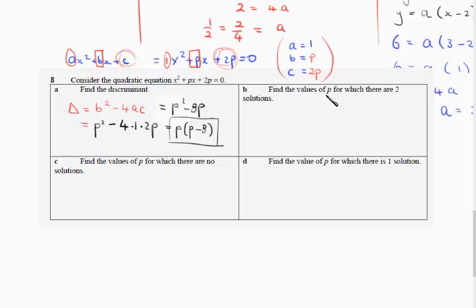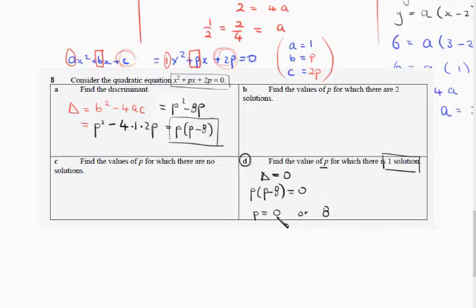Okay, so find the values of p. We're going to try d first. Find the value of p for which this quadratic equation has just one solution, or one root, or one x-intercept. That means the discriminant has to be greater than 0, equal to 0, or less than 0. The answer is equal to 0, so it has to equal 0. But we know that the delta is p bracket p minus 8, so p minus 8 is equal to 0. That means p has to either equal 0 or 8.